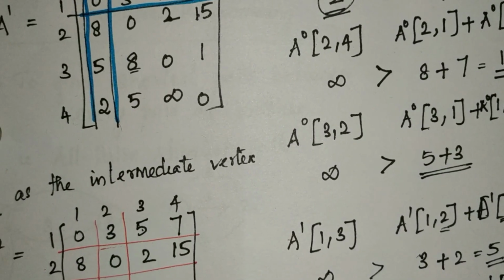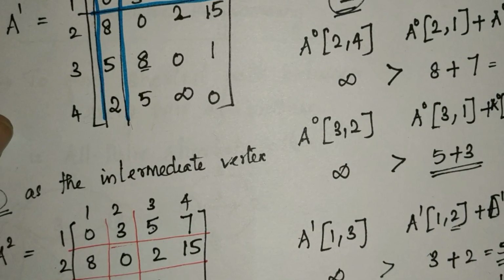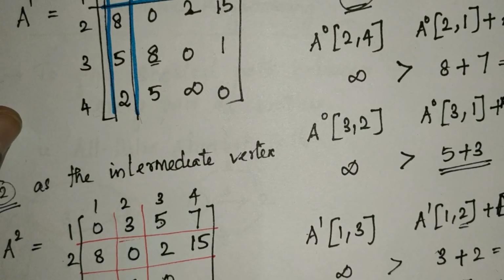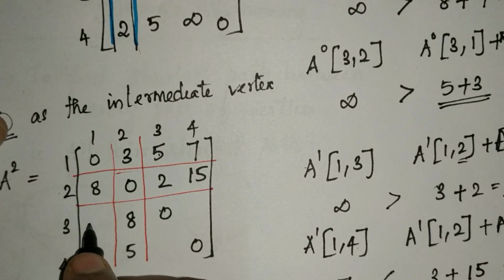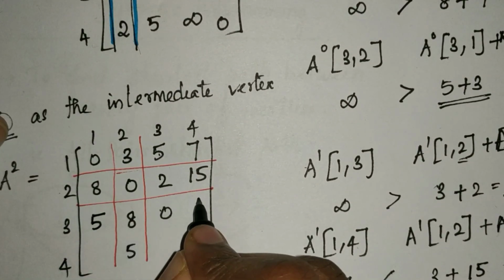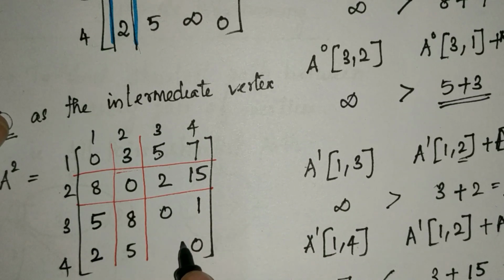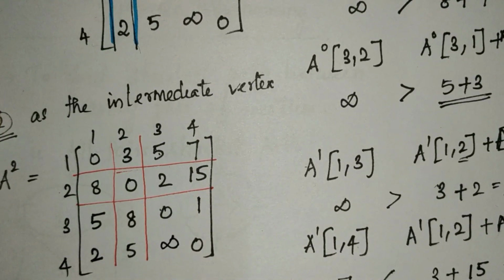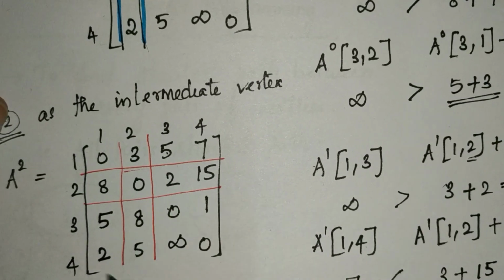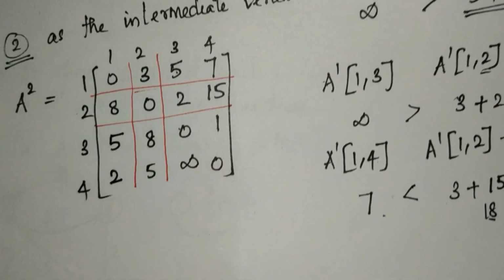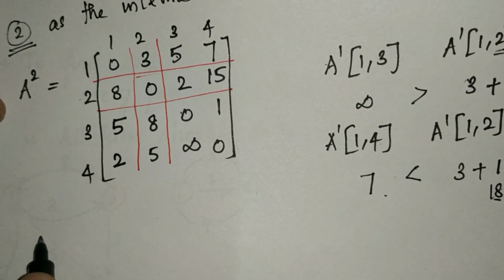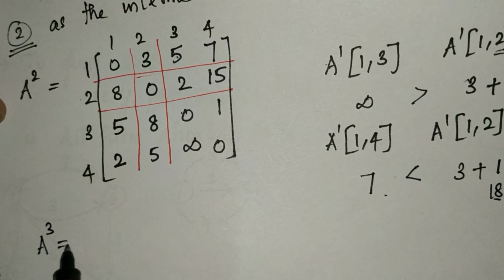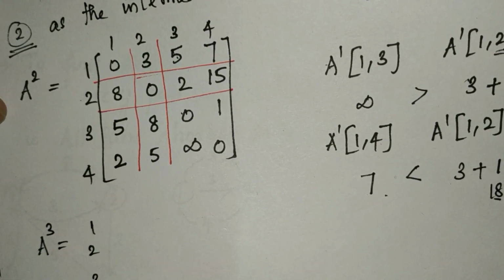Similarly we need to calculate the values for the remaining cells. I have already calculated it, so I am just updating it here. Hope you could understand the procedure for filling the matrix. Similarly, let me put the remaining matrices. You can calculate them the same way.